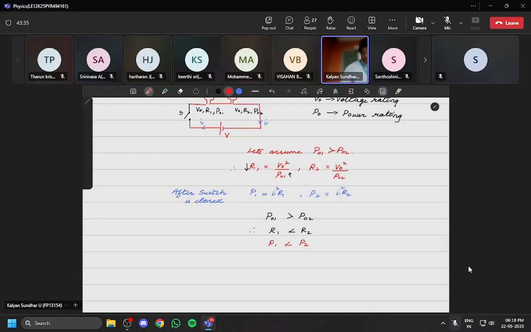So this is your power rating. This is the power consumed after the switch is closed. Yes, sir.